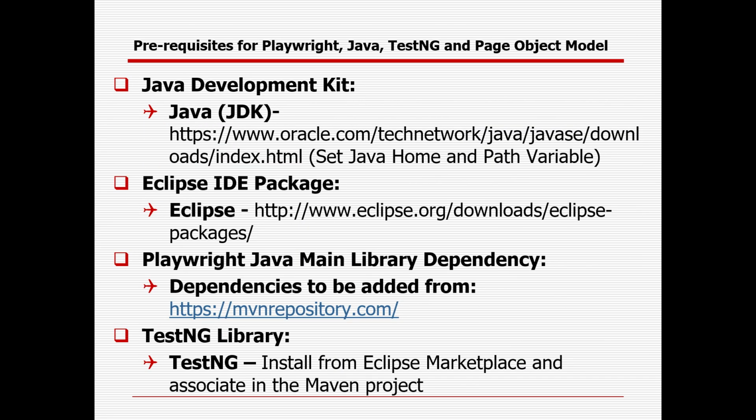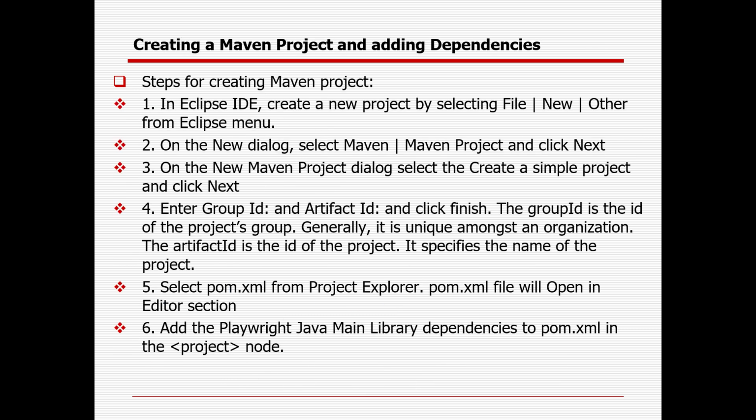So what are the preconditions for the page object model design pattern with Playwright Java and TestNG? You would require Java installed, any version beyond 1.11, and once installed, you need to set the Java path and home variable. You need to install Eclipse, and go to mvnrepository.com to add the Playwright Java library, and you also need to install TestNG from the Eclipse marketplace.